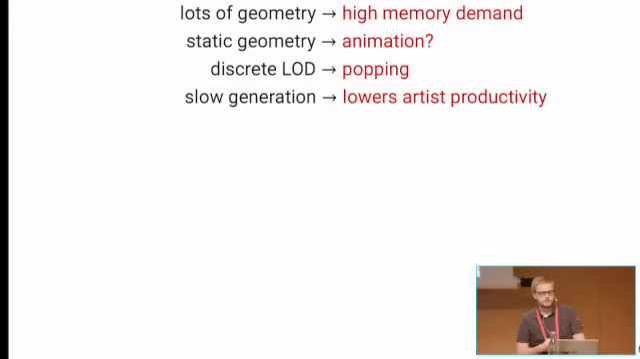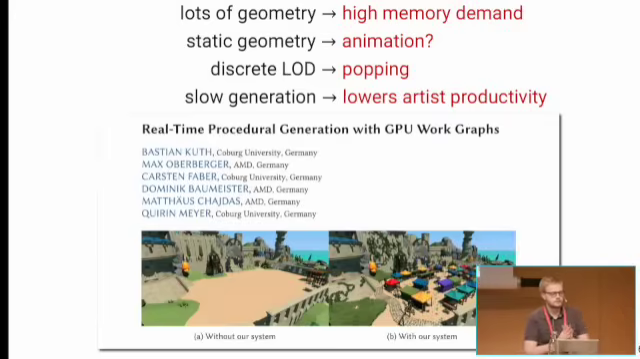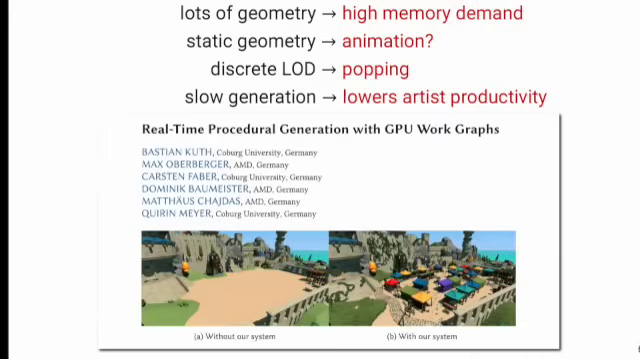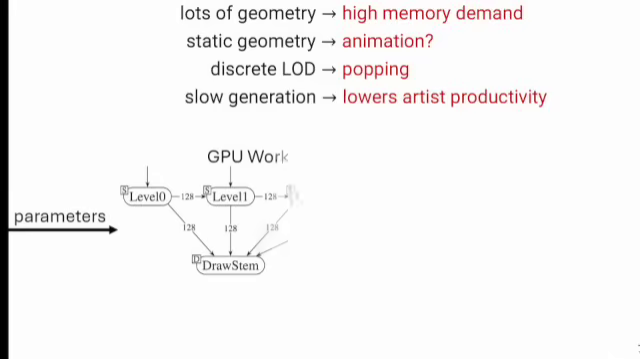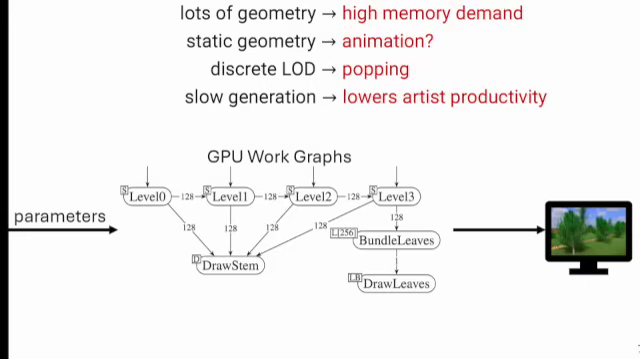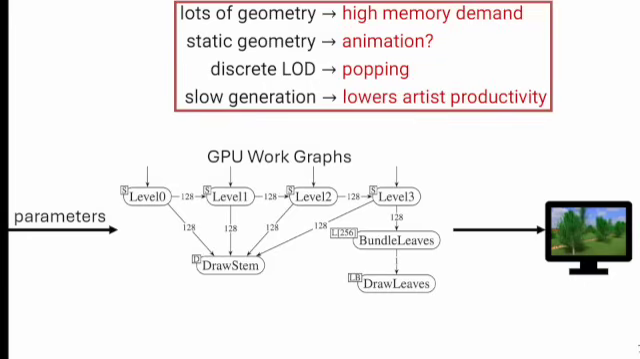And to fix this, last year I presented a paper about real-time procedural generation with GPU work graphs, where we generate everything every frame, and you can see changes of the generation parameters immediately. And this year, I want to do something similar. I want to have parameters that feed into a work graph, and this work graph renders trees to the screen, and this work graph should solve all these problems that I've mentioned.